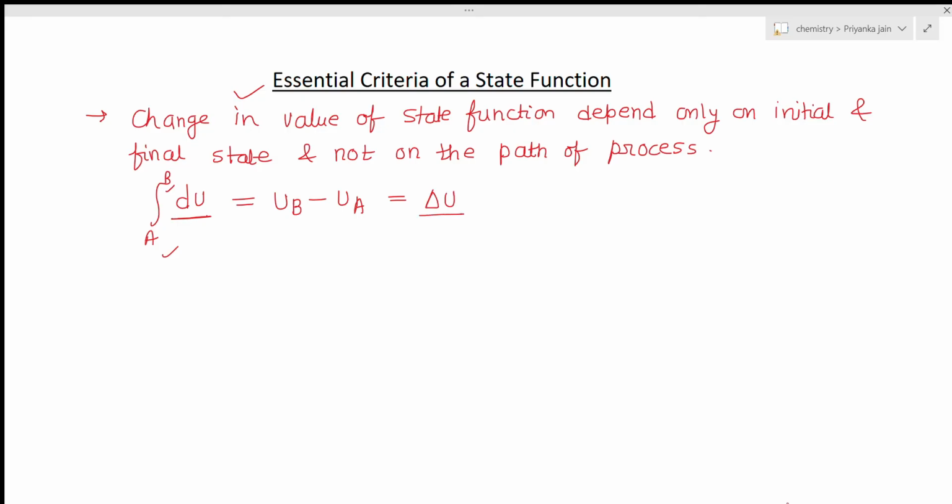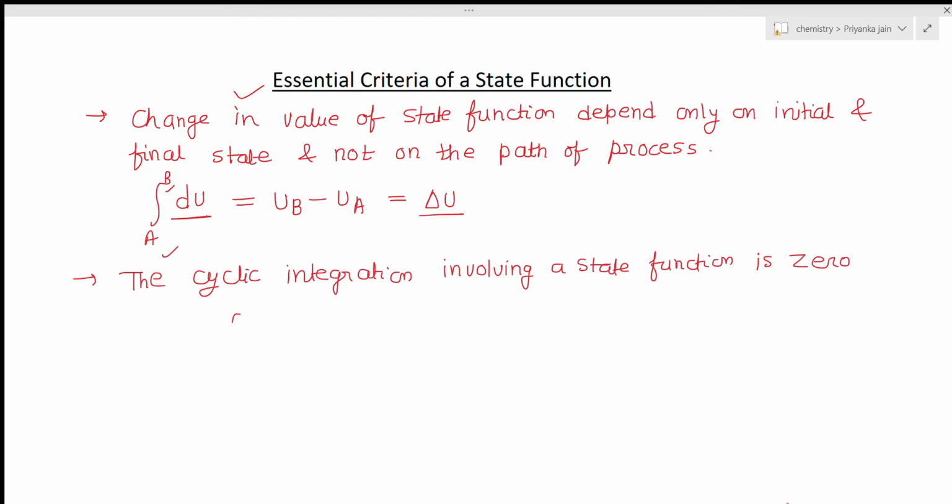It does not depend upon the path. Similarly, the cyclic integration involving a state function is always 0. It means if we are taking the integration from b to a of dU, that is a function of x, y, anything, maybe a function of temperature and pressure, we can write here temperature and pressure, suppose. So this will be equal to minus the integration from a to b of dU(T,P).